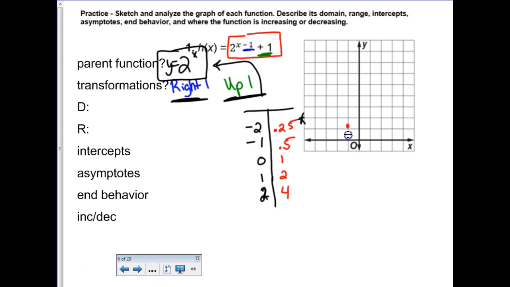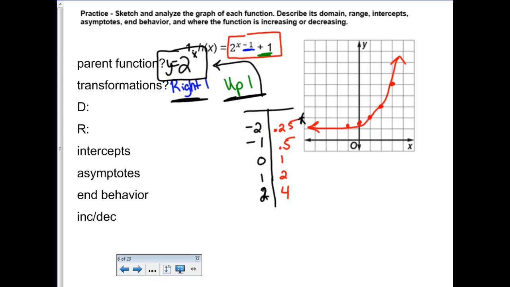And then -1, 0.5 would have been right here, but everything got shifted right 1, up 1. And then 0, 1 would have been right here, but we're going to shift everything right 1, up 1. And then 1, 2 would have been right here, but everything got shifted right 1, up 1. And then 2, 4 would have been here, but everything got shifted right 1, up 1. So this is where Abruzzo ruins her picture because she has to graph. It's not as bad. So that is an exponential growth function, shifted right 1 unit and up 1 unit.